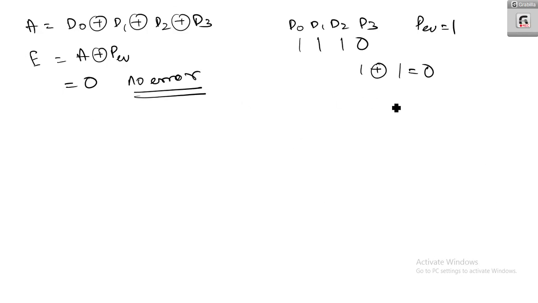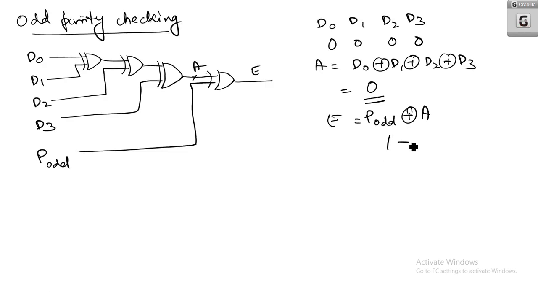So here error is 1 XOR 0, and 1 XOR 0 is 1. Okay. Let us go with the second case. So D0.